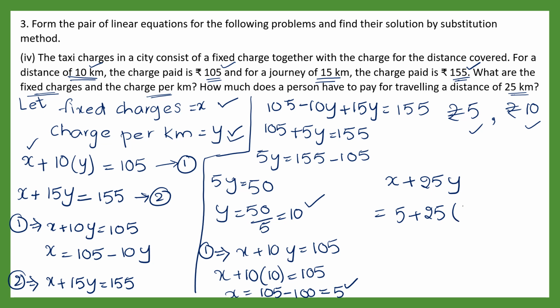Y is what? 10. So 25 into 10 is 250, plus 5. So 250 plus 5 is 255 rupees. If they travel a distance of 25 kilometers, the charge will be 255 rupees. You are able to find the fixed charge, the charge per kilometer, and then the charge for a distance of 25 kilometers.